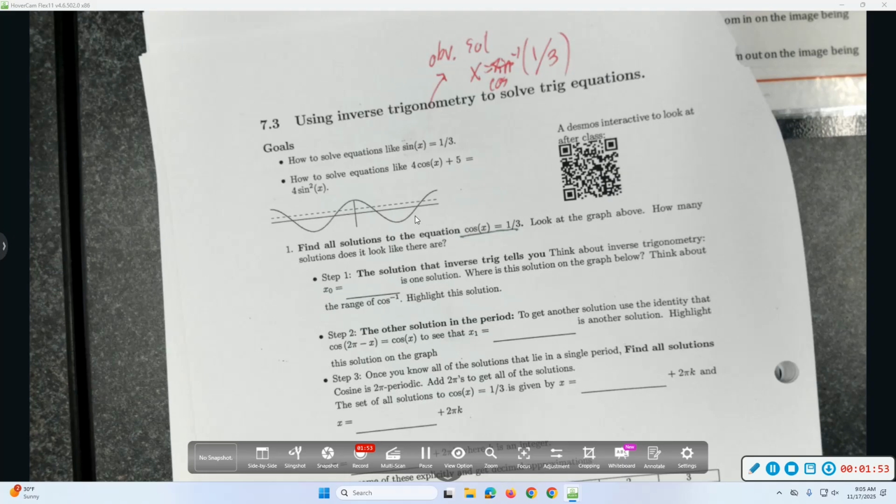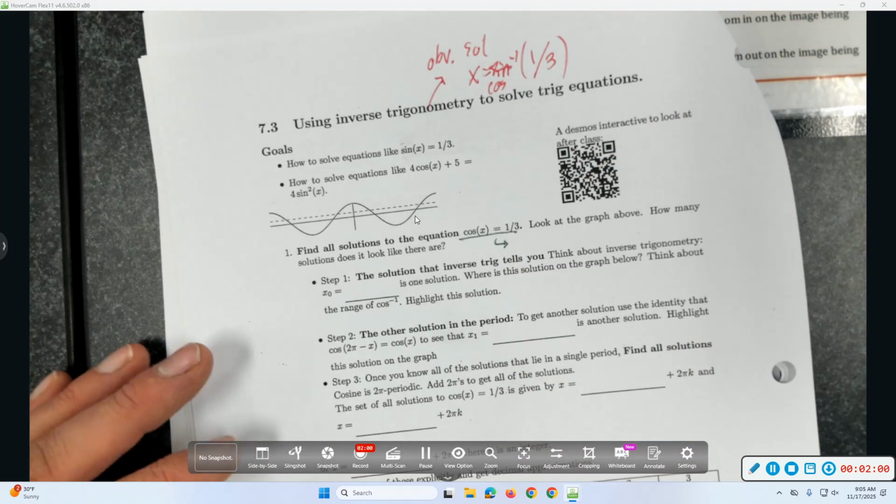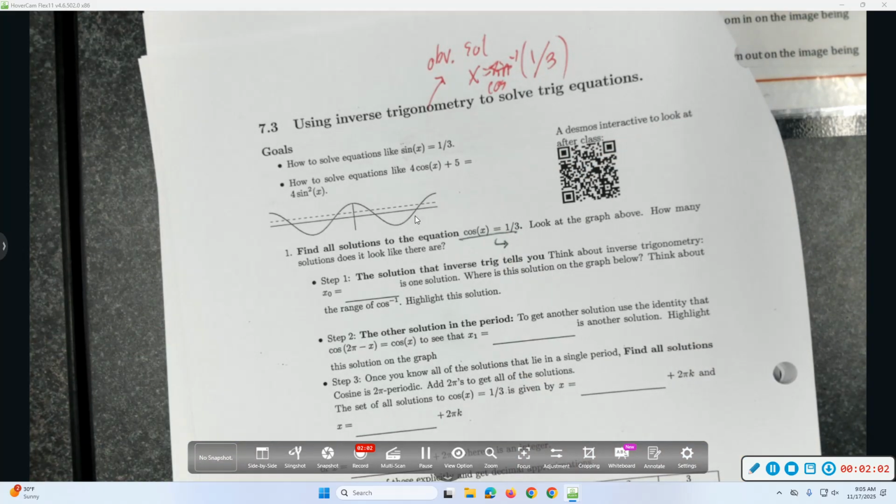There's one obvious solution, one that inverse trigonometry tells you. So if you want to solve cosine of x equals 1 over 3, and you know inverse trig functions, tell me one angle whose cosine is 1 over 3.